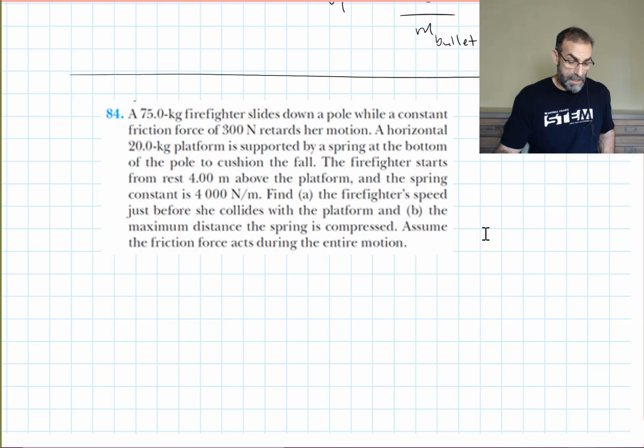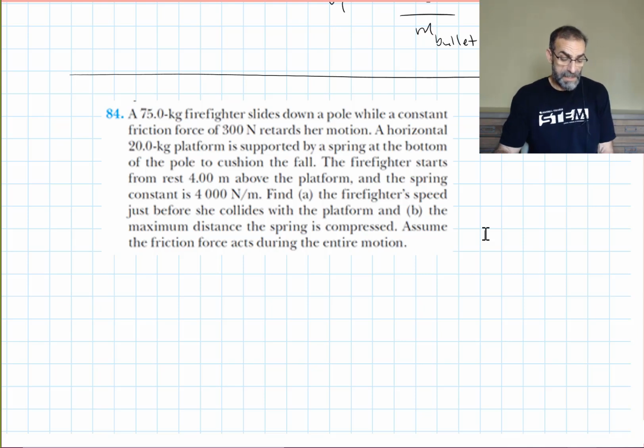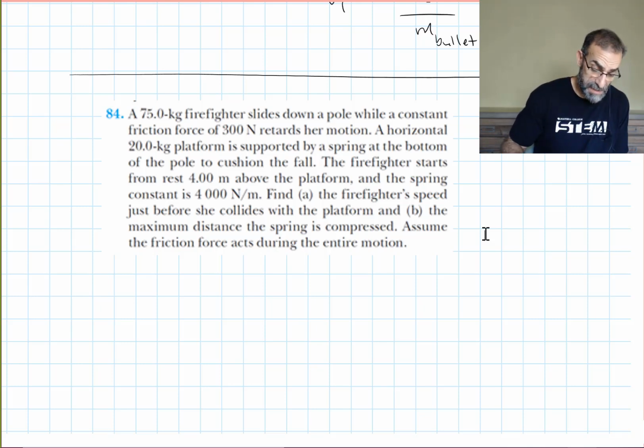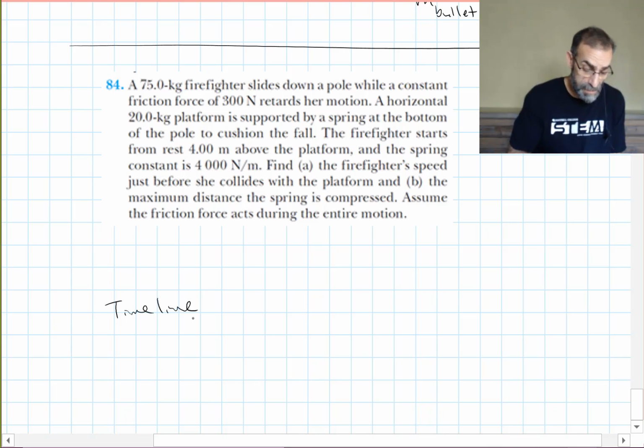Okay, we've got a firefighter sliding down a pole, constant friction. And then she collides with a 20-kilogram platform and then compresses a spring. So here we've got stuff happening before, stuff happening afterwards, right? So our timeline, maybe I should read the whole problem first. What does it say?